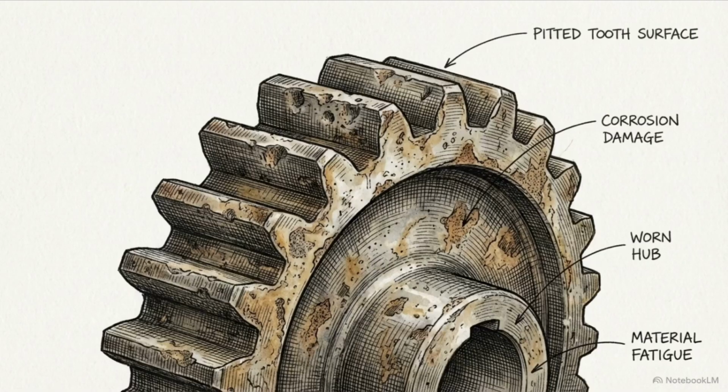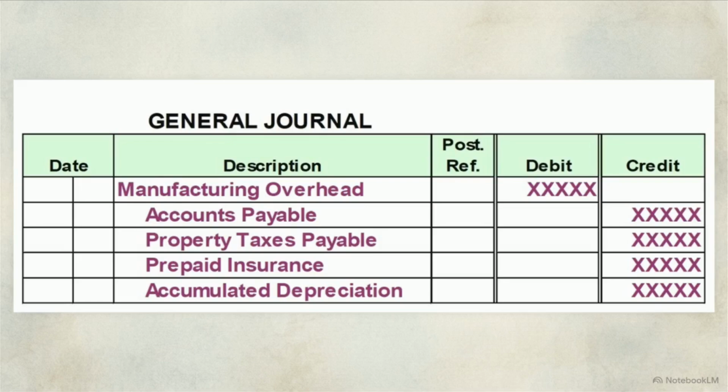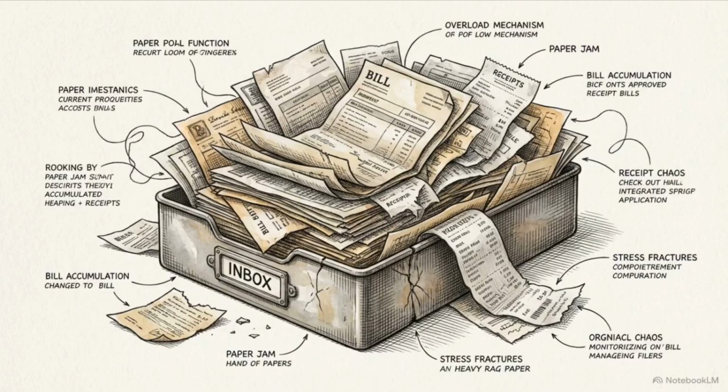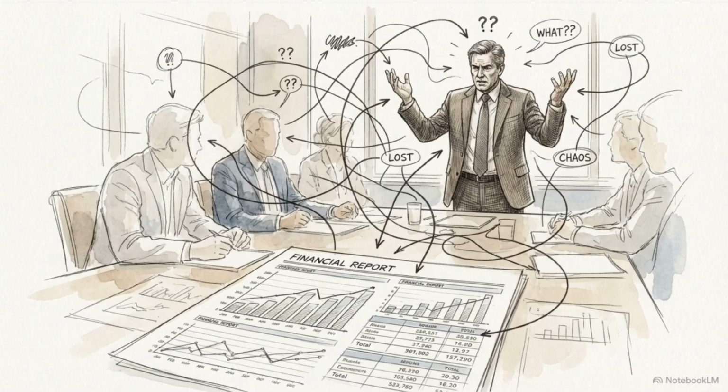This journal entry shows how these costs are captured as they are incurred. Manufacturing overhead is debited for the total, while credits are made to various payable accounts and accumulated depreciation. If the accounting system fails to capture these hidden facility costs in the overhead holding tank, the final product margins presented to executives will be inaccurate, obscuring the true cost of production.